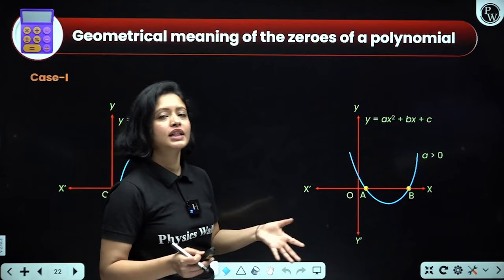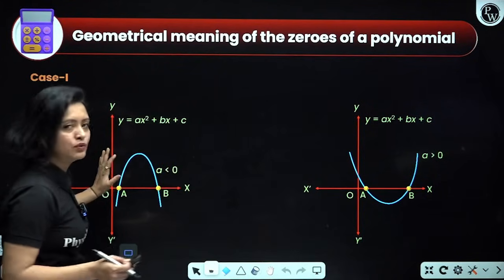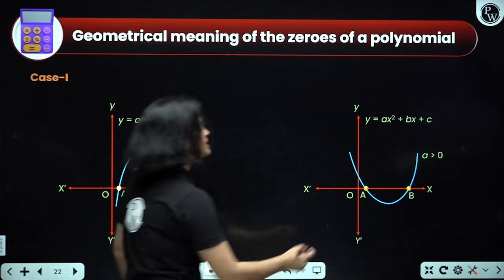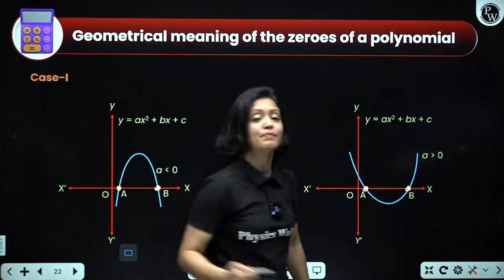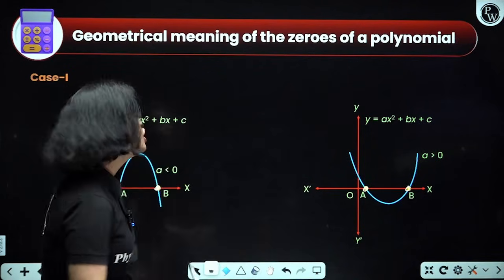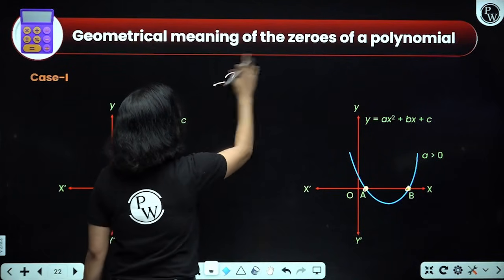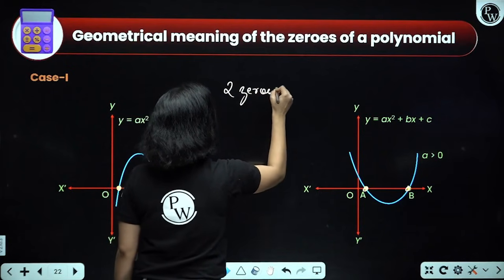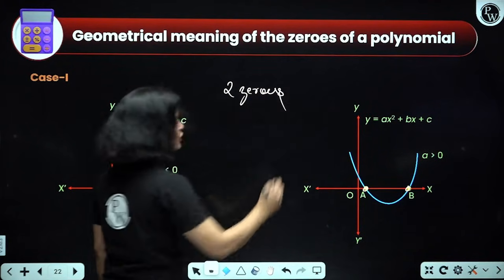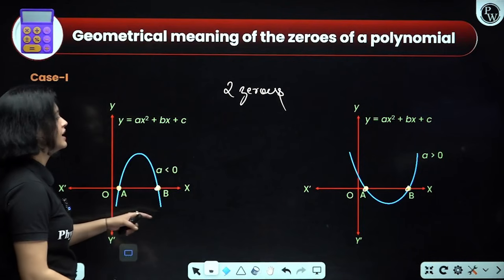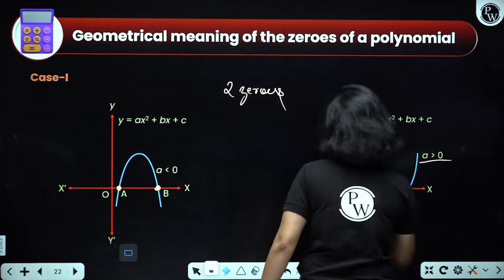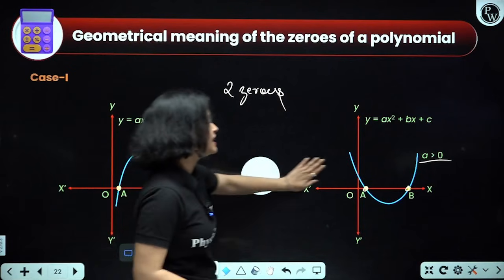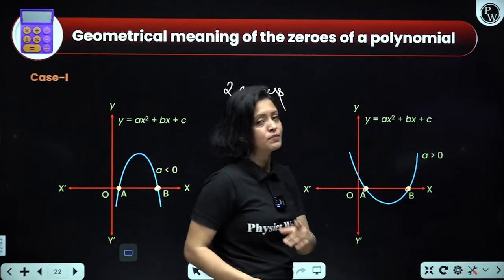The first kind would be these two, where the parabolas are intersecting the x-axis at 2 points. Here you can see that the parabolas are intersecting at 2 points. So that means you have 2 zeros, guys, right? 2 zeros for the quadratic polynomial. Also, one more thing, you can see that here it's written a greater than 0, here it's written a less than 0. What does that mean? Let's understand this. This is also written in NCERT, so it's important.